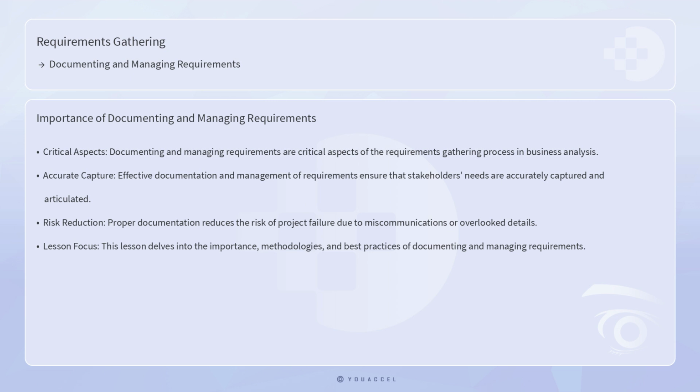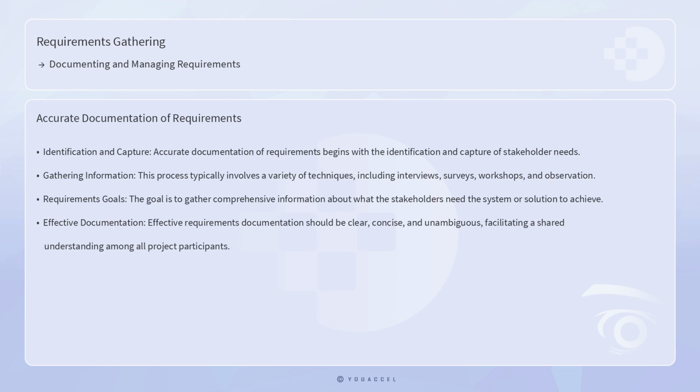This lesson delves into the importance, methodologies, and best practices of documenting and managing requirements, drawing upon authoritative sources to provide a thorough understanding of these essential processes. Accurate documentation of requirements begins with the identification and capture of stakeholder needs. This process typically involves a variety of techniques, including interviews, surveys, workshops, and observation. The goal is to gather comprehensive information about what the stakeholders need the system or solution to achieve.